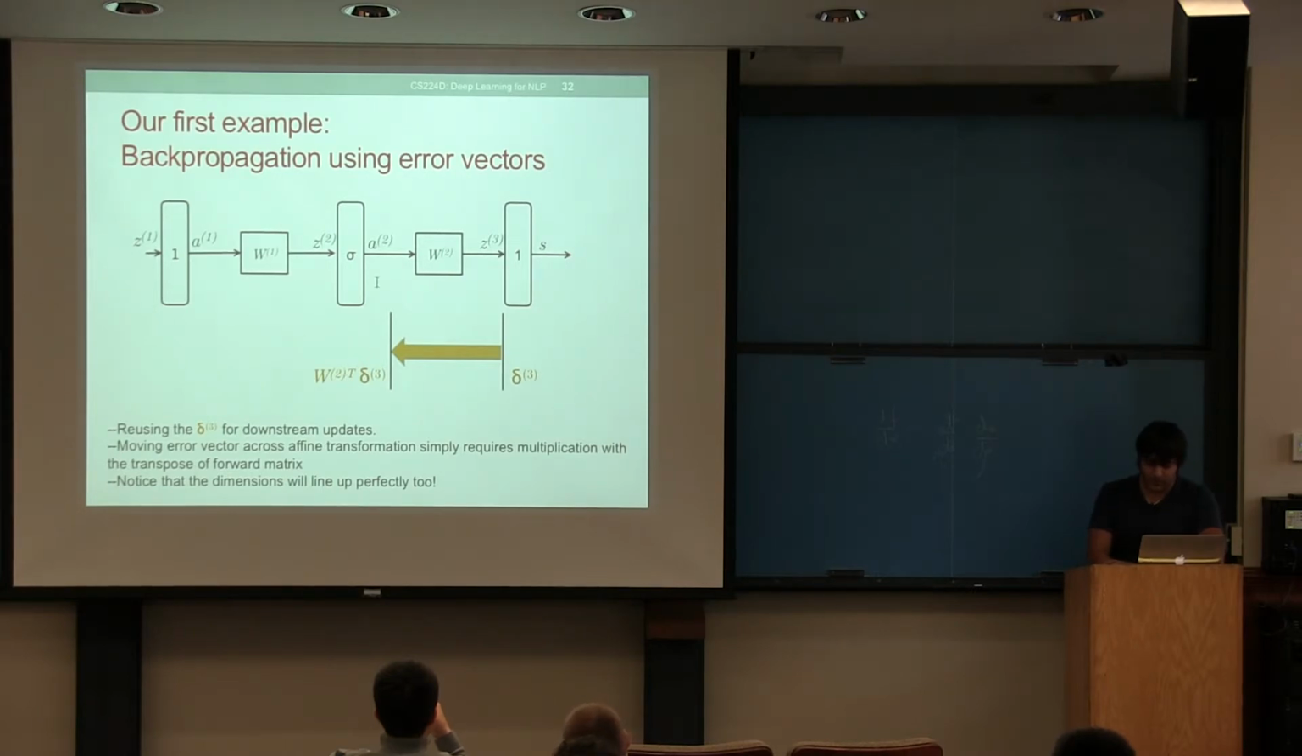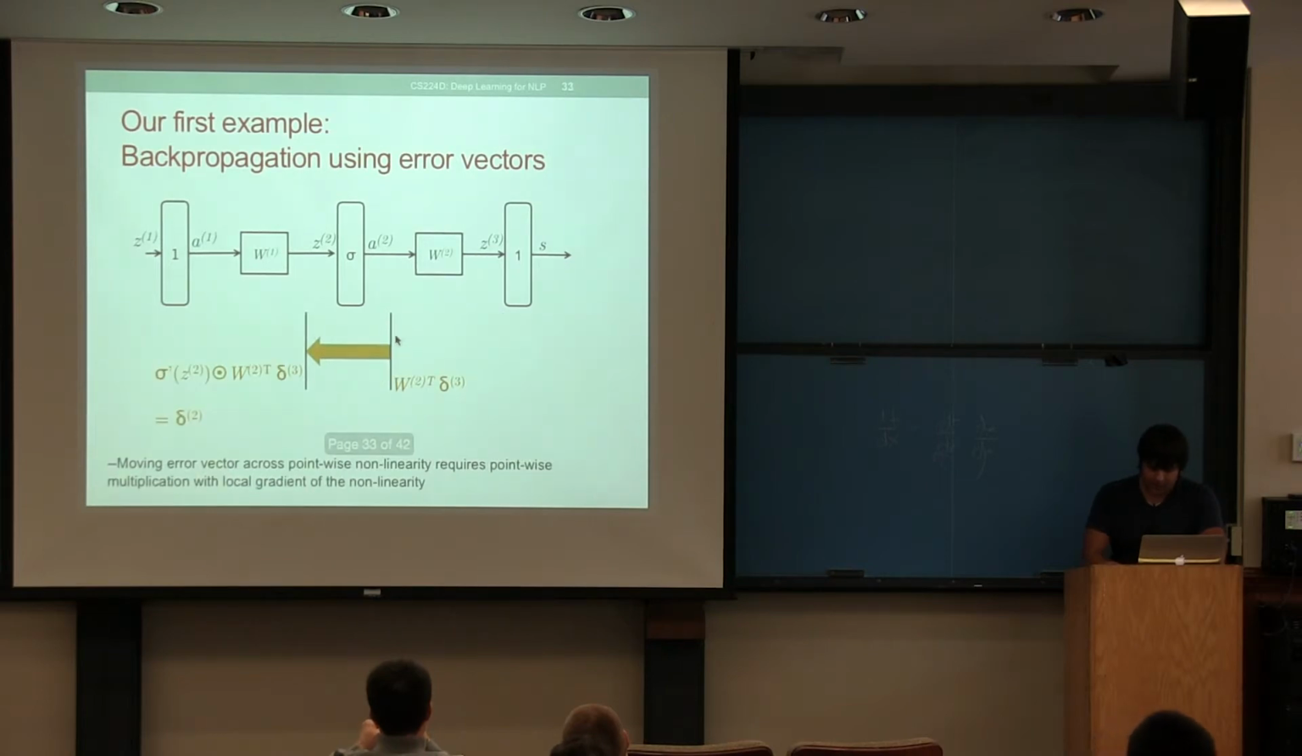So you move this. At this point, you have an error vector, W2 transpose delta 3. Now you want to move across this pointwise nonlinearity, and the trick to do that is basically the error that was propagating backwards is just multiplied in a pointwise fashion with the local gradient at this point. So you have a sigma prime of Z2, that's the local gradient at this point, and you multiply that in a pointwise manner with the error located in this location.